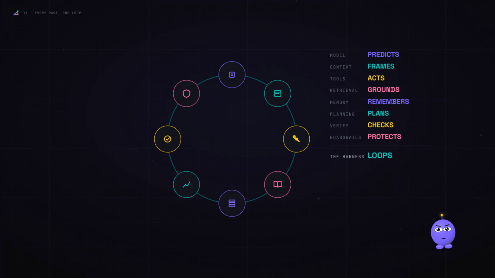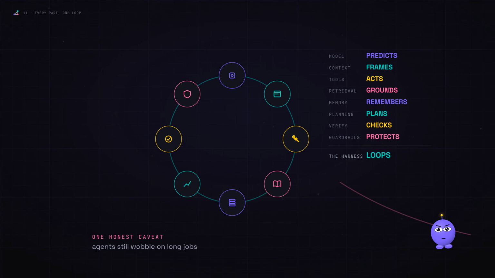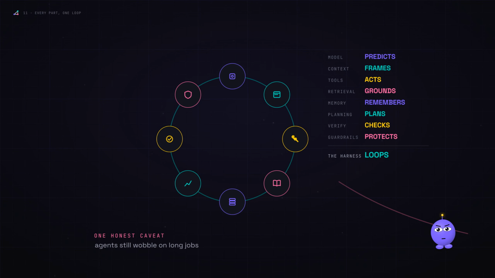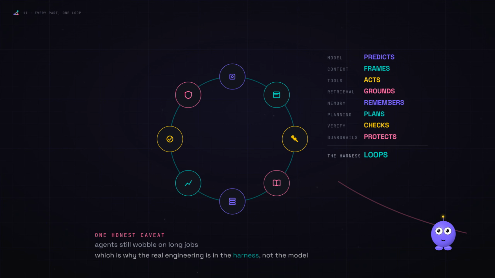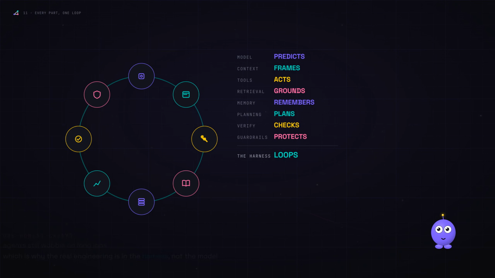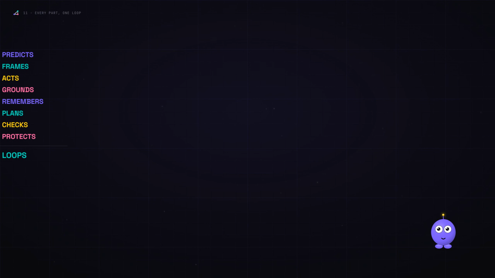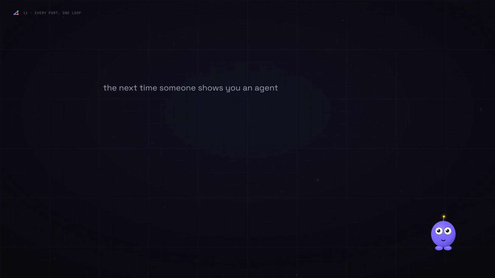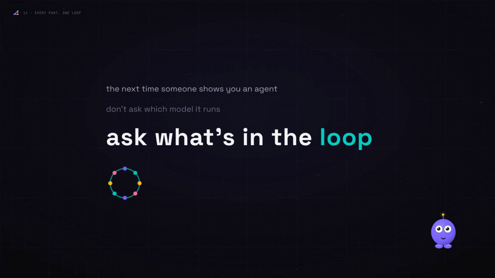One honest caveat to take with you. That multiplication problem from part 6 never fully goes away. Agents still wobble on long jobs. And that's exactly why so much of the real engineering right now is happening in the harness, not the model. So the next time someone shows you an agent, don't ask which model it runs. Ask what's in the loop.